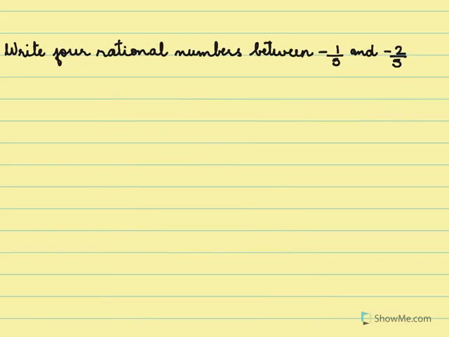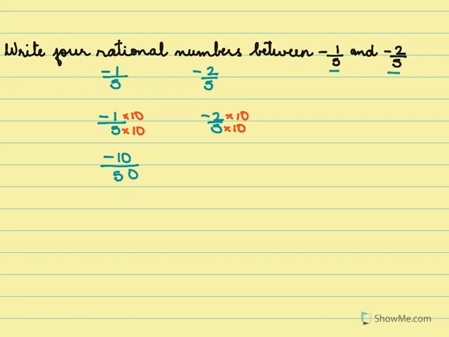Write 4 rational numbers lying between -1 by 5 and -2 by 5. So -1 by 5 and -2 by 5. We do not find a gap at all here, so we need to create this gap. To do that, I multiply numerator and denominator by 10. Here also numerator and denominator by 10. So this becomes -10 over 50, and here I have -20 over 50. Now I have created a gap here.